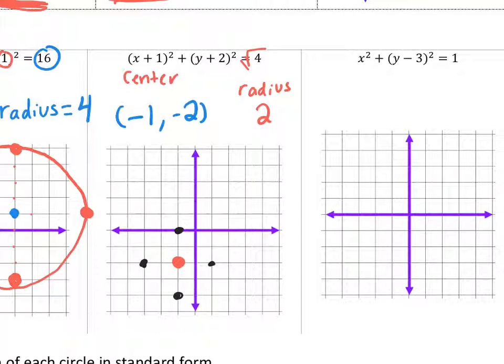How'd you get -1 and -2? Because when you take them out of parentheses, they become the opposite values. Katie wants to know how much money she owes him. $1 million.